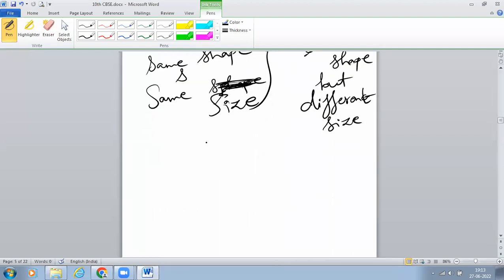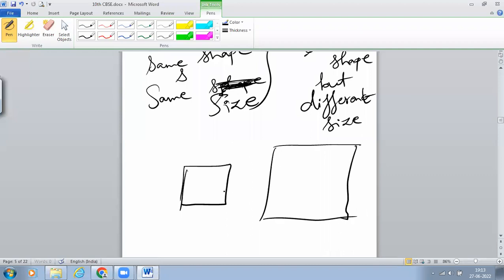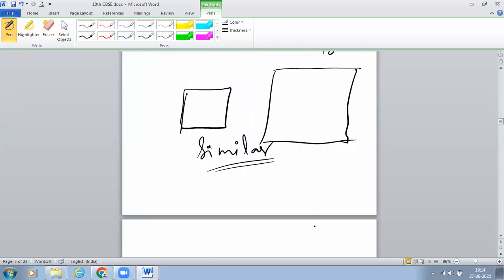For example, listen carefully. I'm drawing 2 squares. This is one square and this is another square. See here, the shape of the 2 squares I have drawn is the same. Both are the same shape, but the size, is it the same or different? Different. Yes, it is different. So these two squares are similar to each other, because they have the same shape but different size. Then we have to say they are similar.